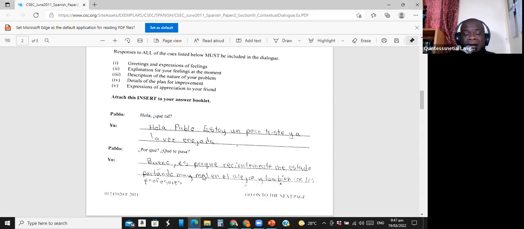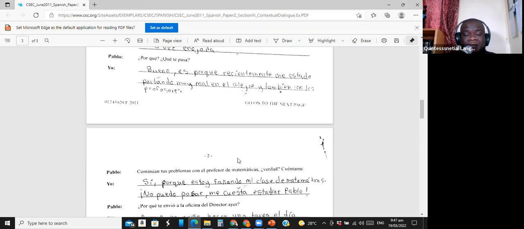¿Por qué? ¿Qué te pasa? Indicates that we're going to get an explanation of why they're feeling how they're feeling. And look at the next line. Continúan tus problemas con el profesor de matemáticas, ¿verdad? Cuéntame. So if we look at the line before and the line after, we know that we need to include an explanation. That will be the response to por qué, and we need to include something that hints that there's a problem with the maths teacher.